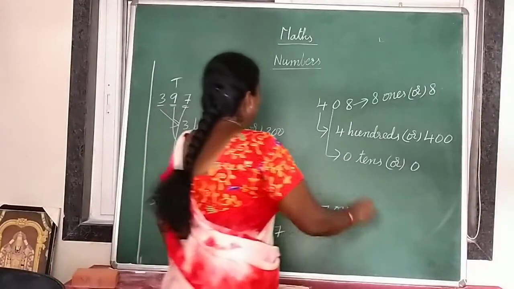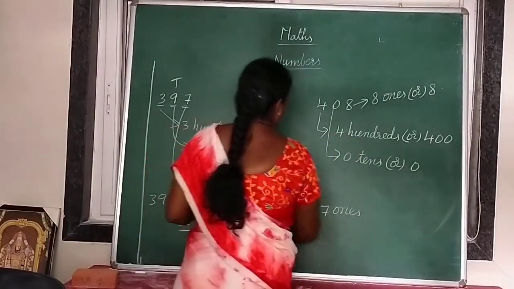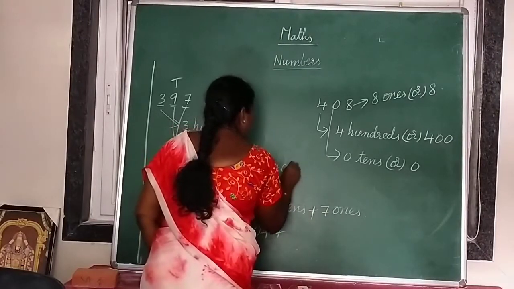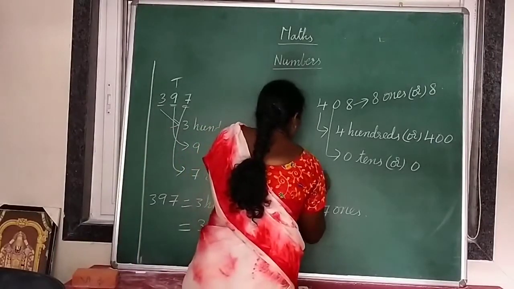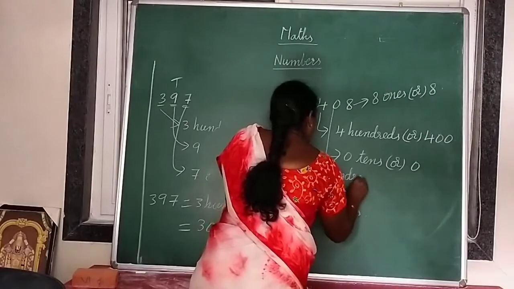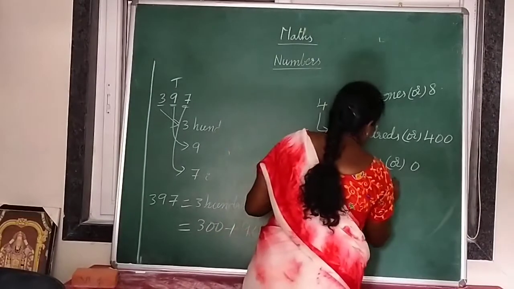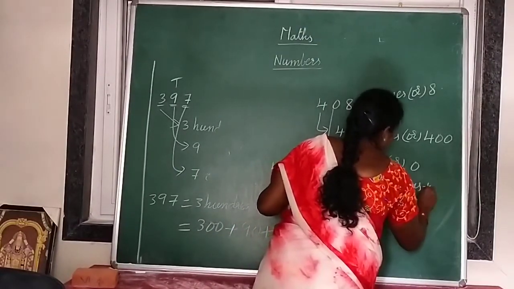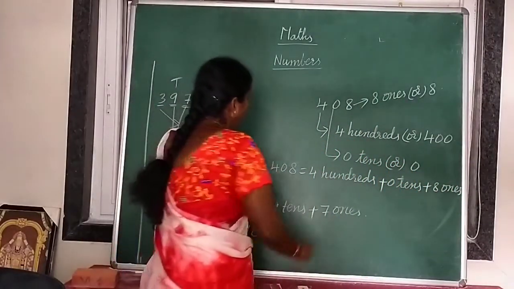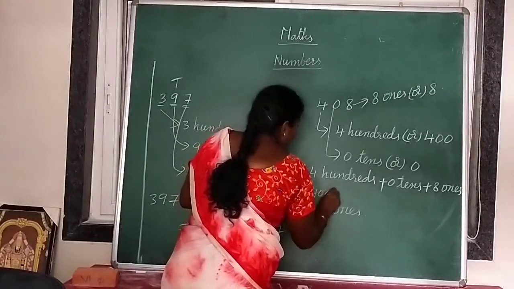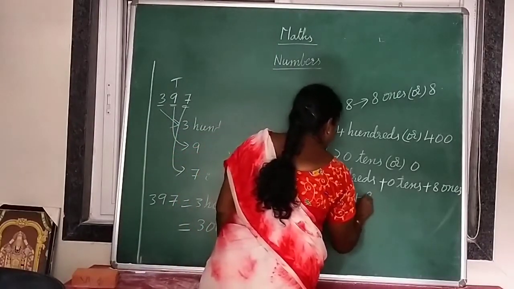Understood? Same. What is the expanded form of 408? Expanded form of 408 is 400s plus 0 tens plus 8 ones. 0 tens plus 8 ones. And next, this is 400 plus, yes, 0 plus 8.